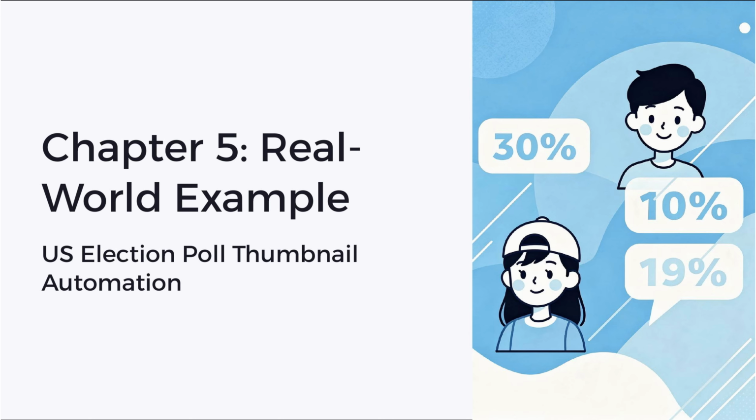In the realm of United States election coverage, automating YouTube thumbnail updates with live polling data is crucial. This process involves fetching real-time data from sources like 538, ensuring thumbnails reflect current standings. This automation enhances engagement, saves time, and maintains consistent branding, allowing creators to focus on content rather than manual updates.